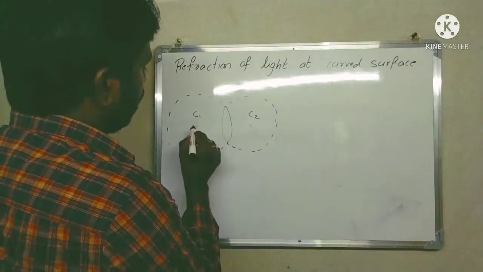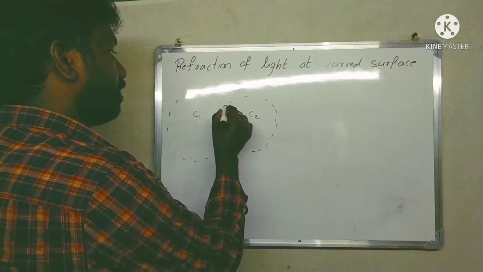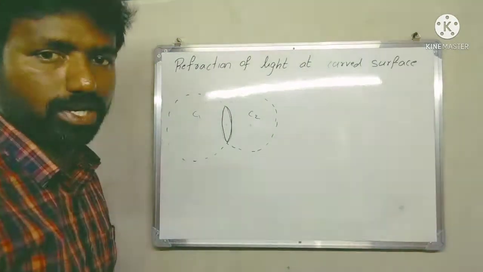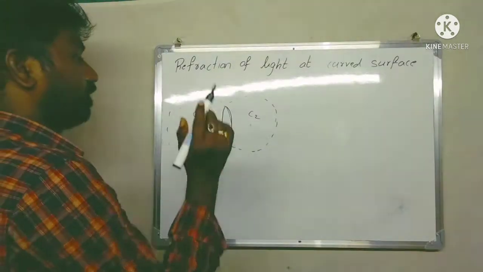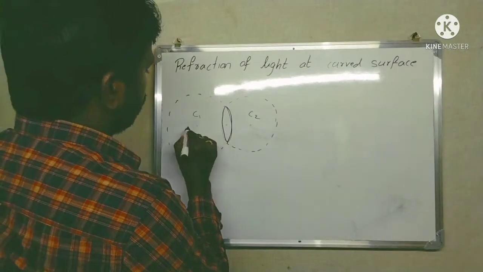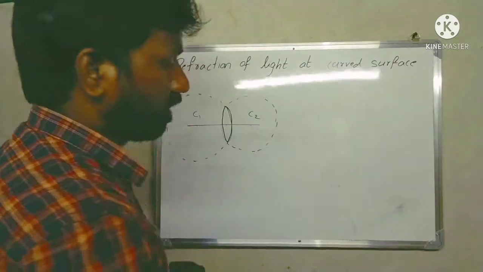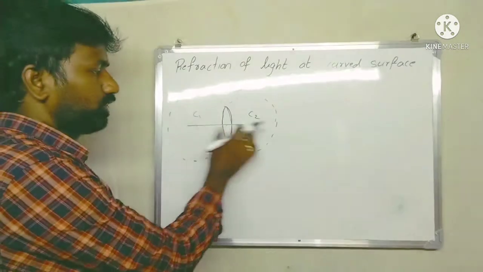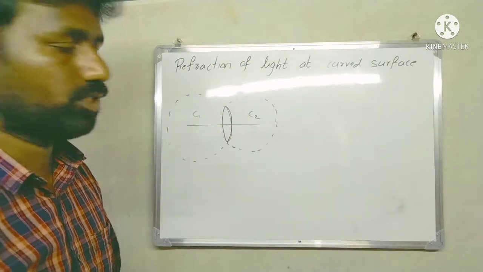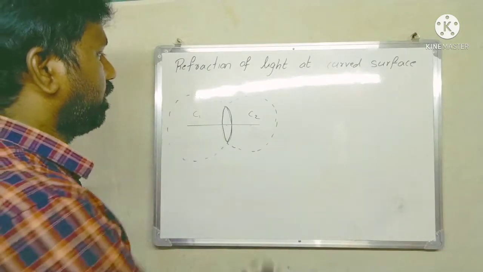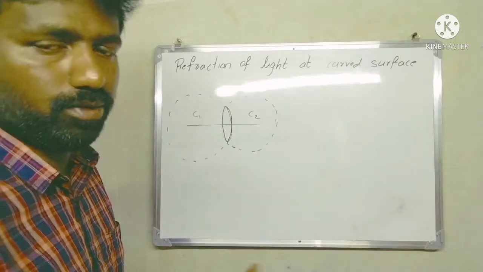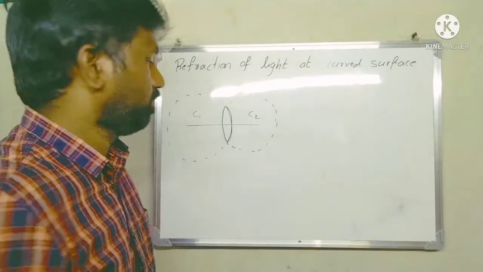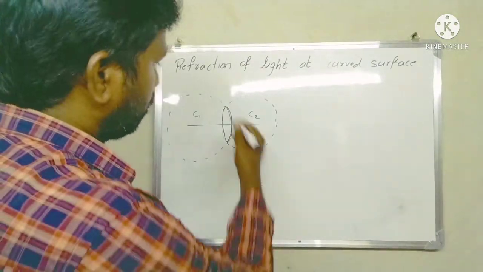Next, this point, the center point of the lens, we have to consider as the optic center. A line which passes through C1 and C2, or joins C1 and C2, is called the principal axis. For mirrors we have only one center of curvature and one focus, but for a lens there are two centers of curvature.